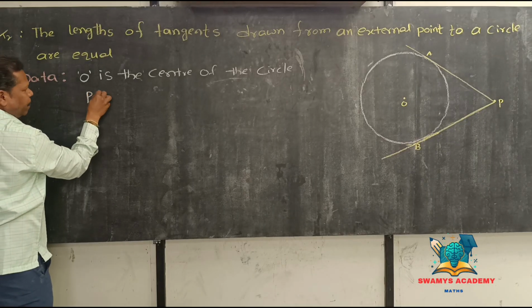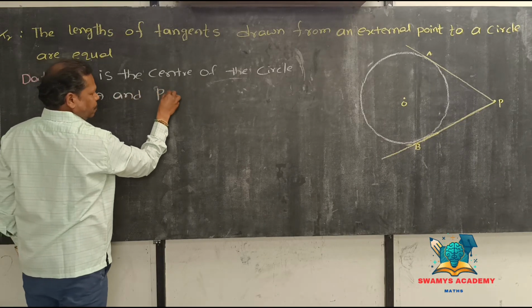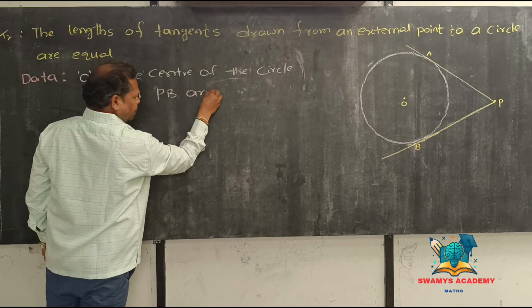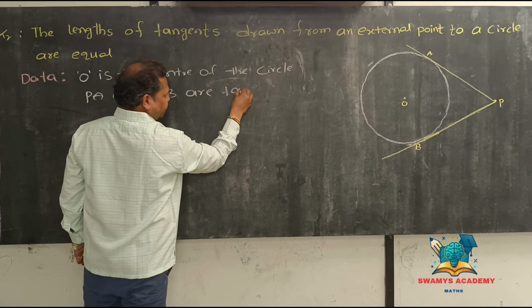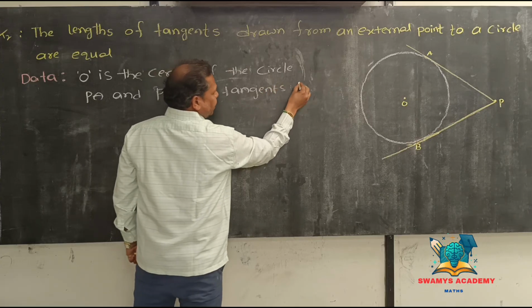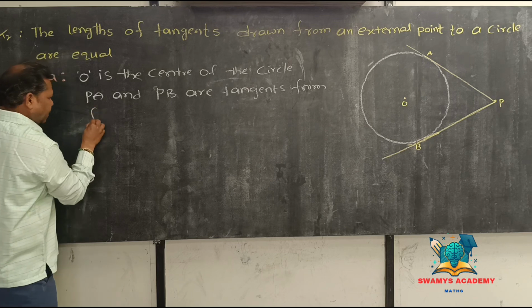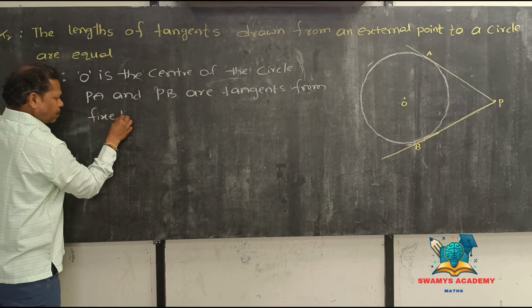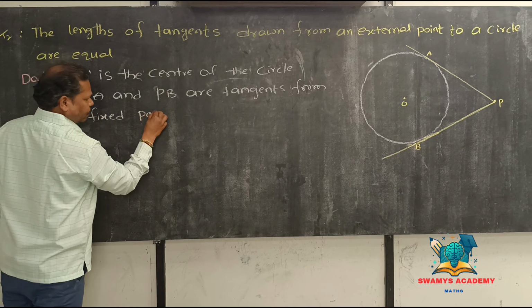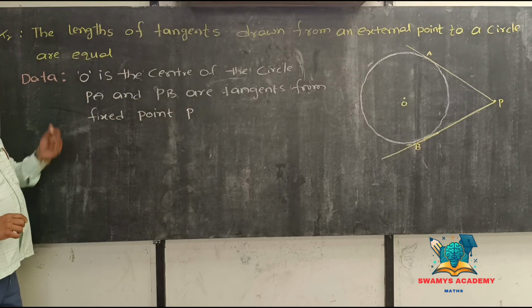PA and PB are tangents from the fixed point P. This is about the data.